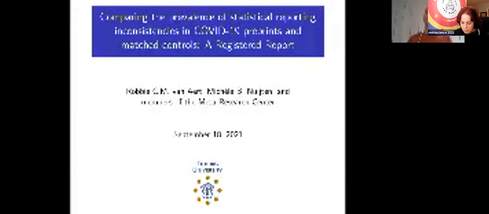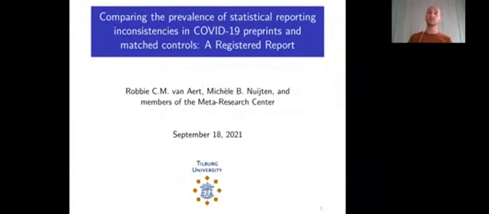This presentation will be about a registered report that we are currently working on, about statistical inconsistencies in COVID-19 preprints. So we are currently collecting the data, which means that I cannot share any results, but I can tell you something about the setup of the study and what we are actually planning to do. This is work together, mainly with Michèle Nuijten, but also with other members of our research group at Tilburg University.